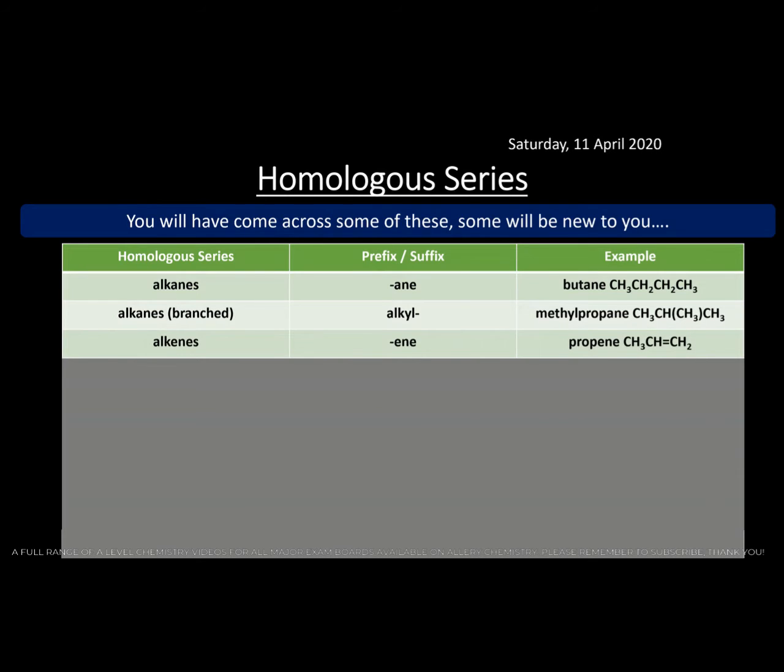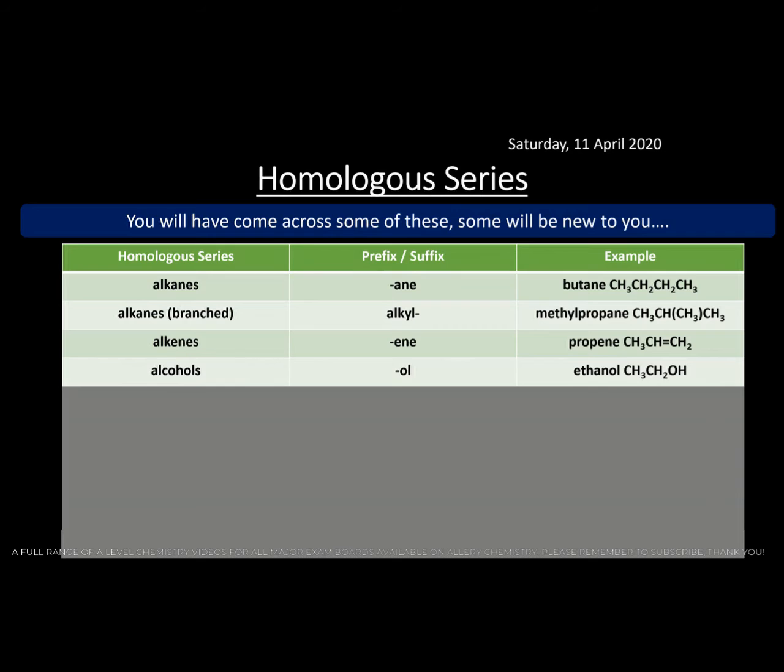Alkenes have -ene at the end of it. So propene, for example. So very similar to propane. You've got to be very careful, but it has -ene on the end of it instead. Alcohols have -ol at the end. They end in -ol. So for example, ethanol. So you can see they all have a very similar structure. It's eth, prop, but. It's the ending which changes.